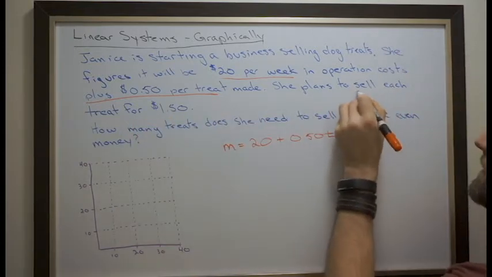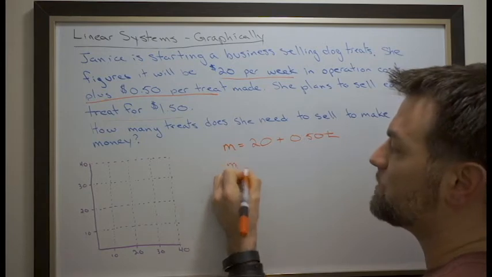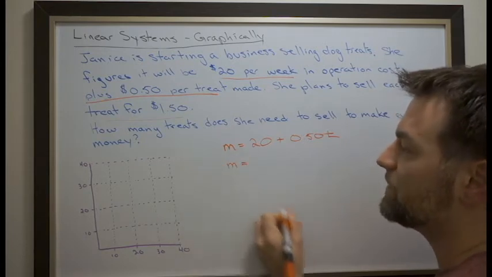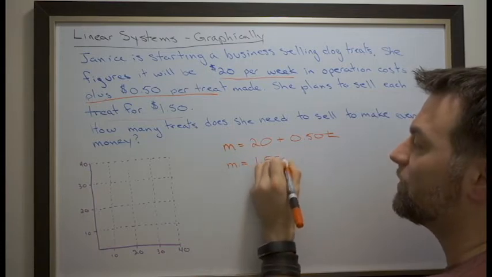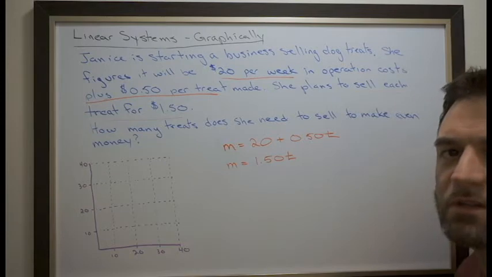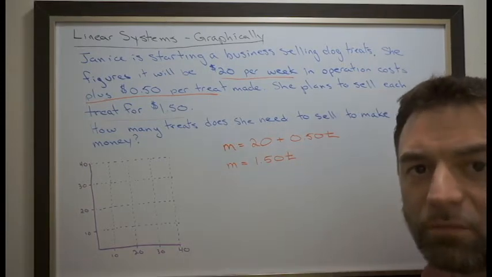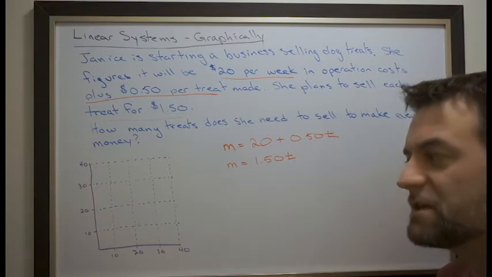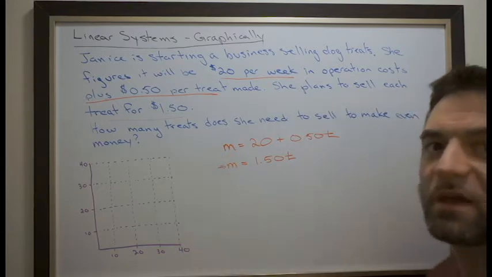Her profit, she's selling each treat for $1.50. So the money she makes is going to be $1.50 times the number of treats. So this is her cost, this is her profit. The point where they intersect is where she breaks even. When this profit is higher than cost, she's making money.